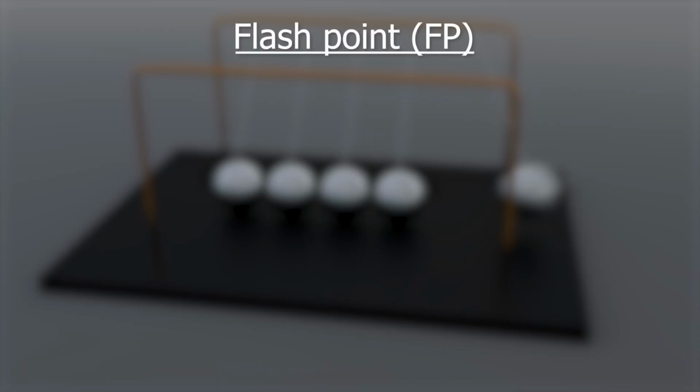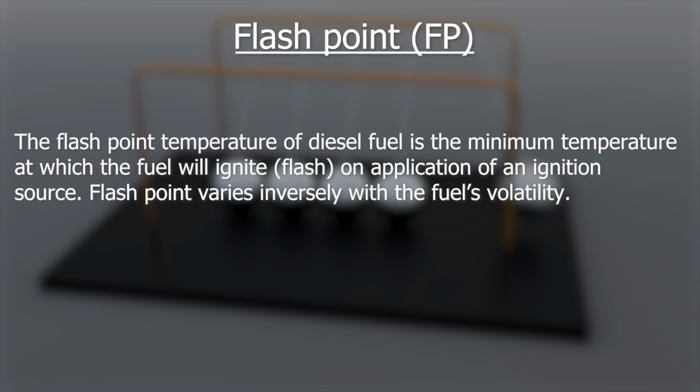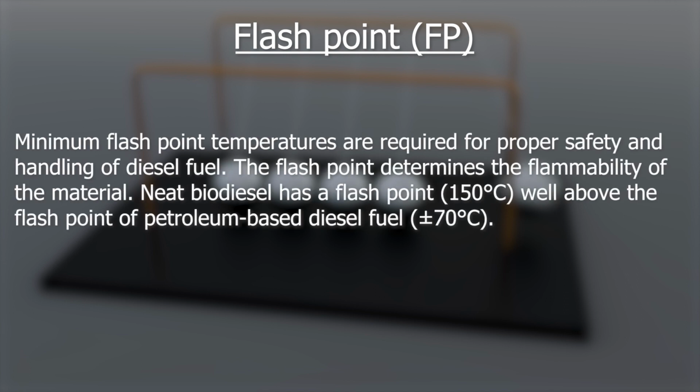The next property is flash point. The flash point temperature of diesel fuel is the minimum temperature at which the fuel will ignite on application of an ignition source. Flash point varies inversely with the fuel's volatility. Minimum flash point temperatures are required for proper safety and handling of diesel fuel. The flash point determines the flammability of the material. Neat biodiesel has a flash point around 150 degrees Celsius, well above the flash point of petroleum based diesel fuel, that is plus minus 70 degrees Celsius.